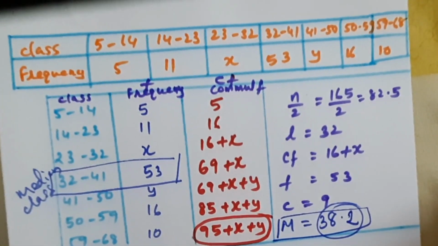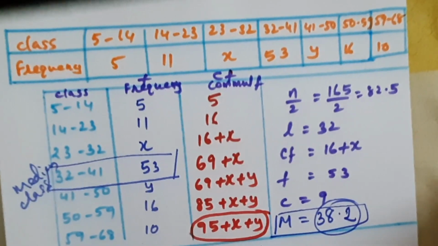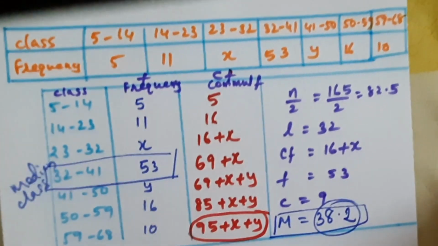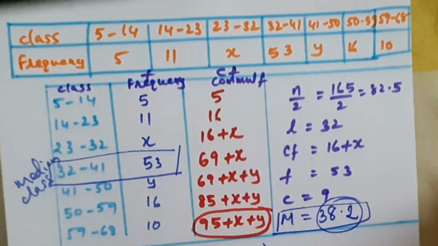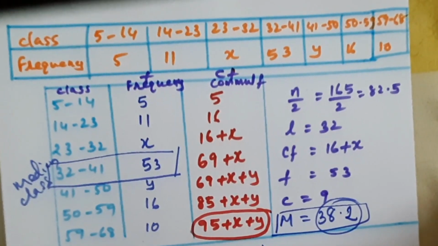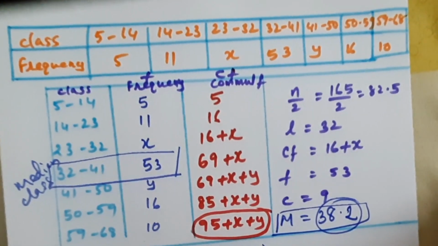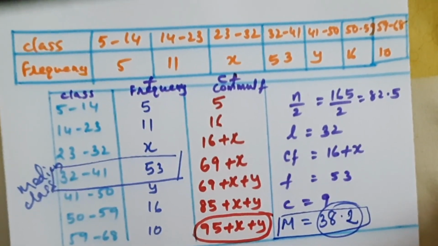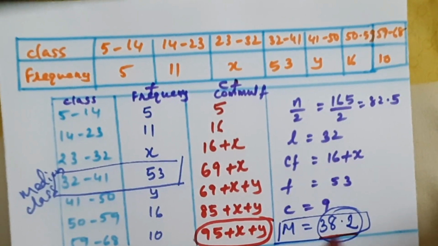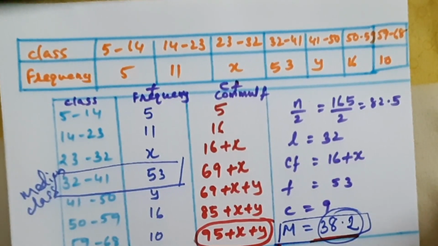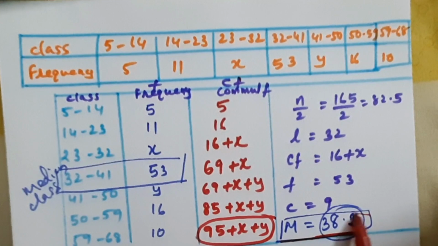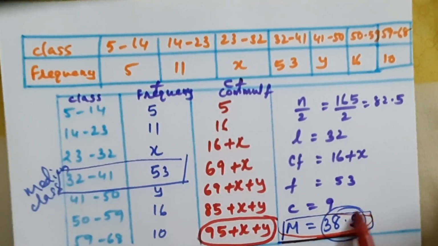Now let's start with the solution. How are we going to start? For this we need to find out first. Here the cumulative frequency is already given. How do we know the median class? Here the median is given as 38.2, and this is the number which tells us which class to take.